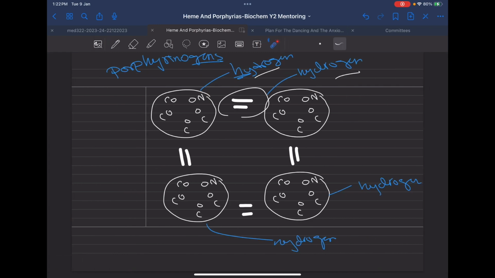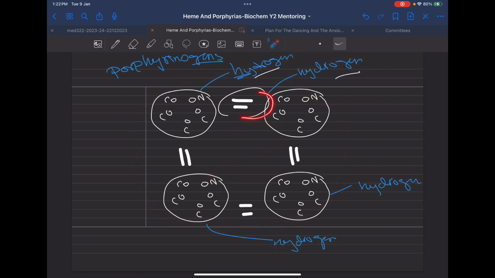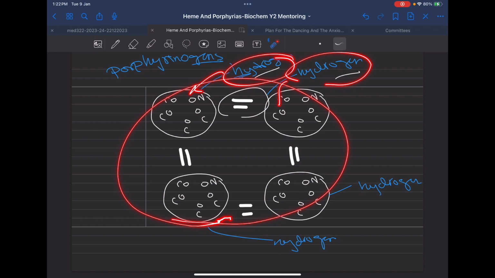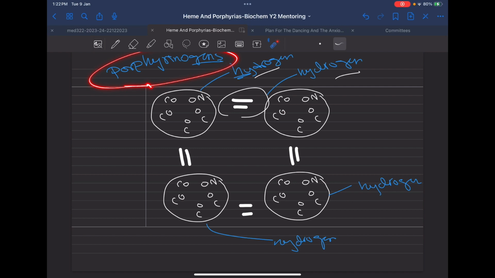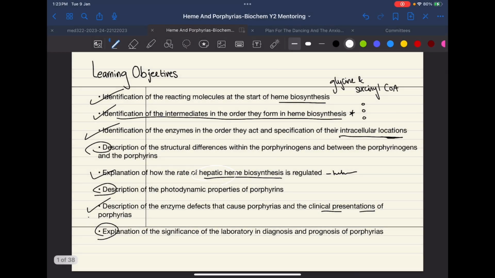So again, without these hydrogen atoms, this is a porphyrin and it has a distinct color and it's able to absorb light because of its double bonds. However, if we take the same structure and we hydrogenize it, we add a hydrogen atom at specific sites, it's going to become a porphyrinogen and it's going to be colorless. And that's the main difference structurally and the photodynamic properties of porphyrins. So we just did this, and this one.